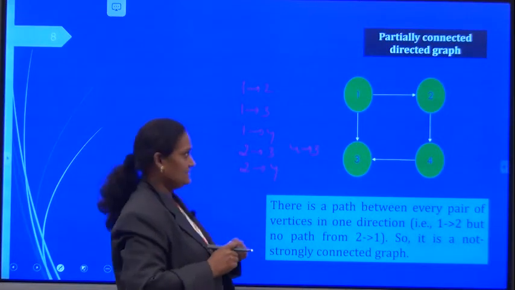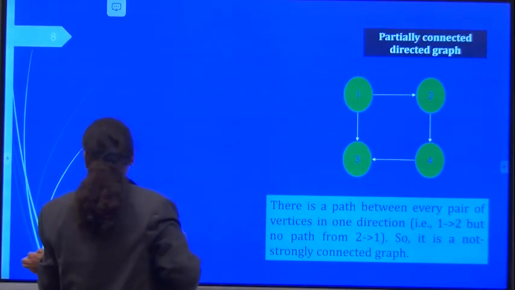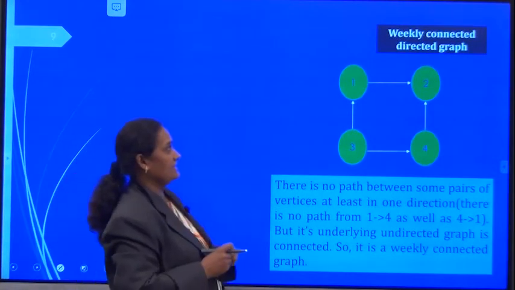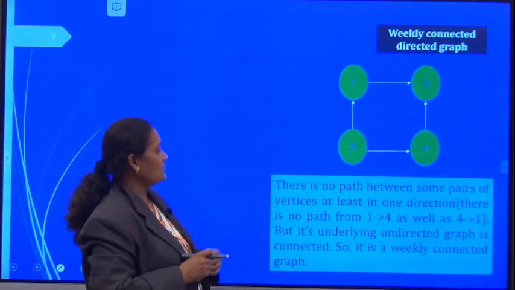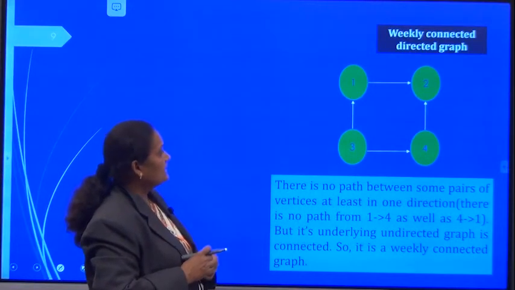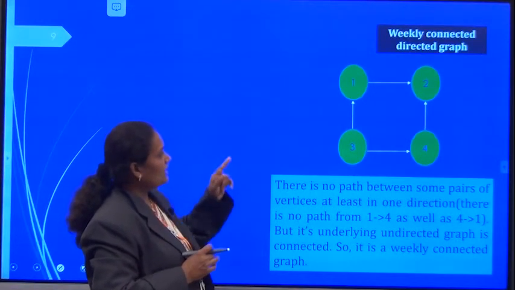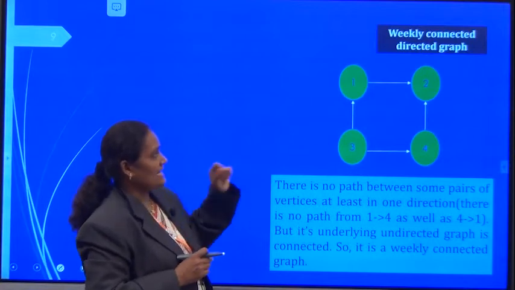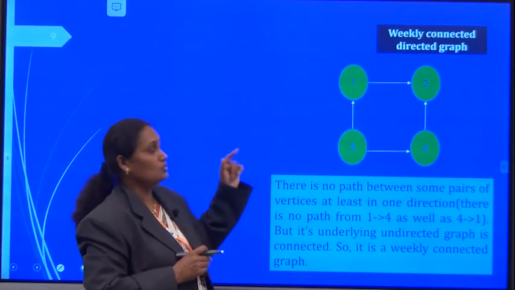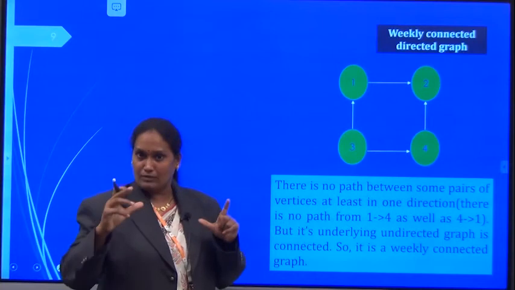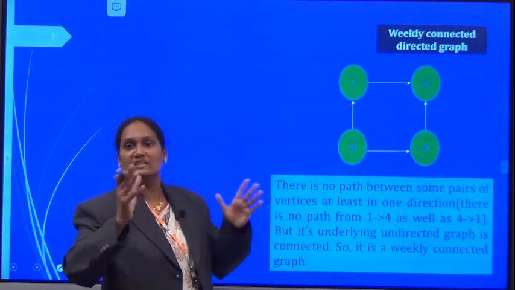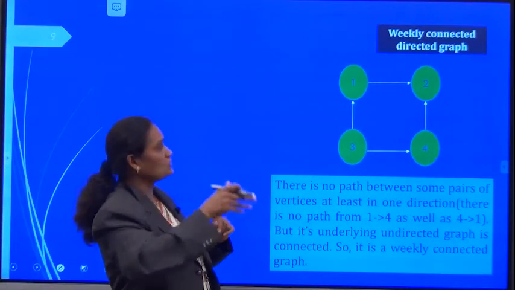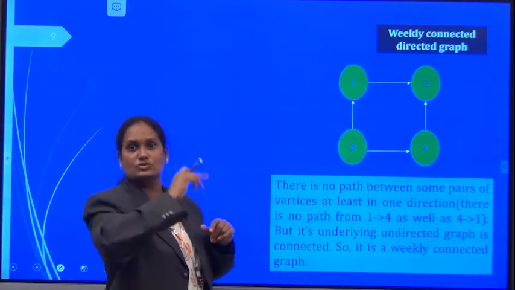Now let us see weakly connected directed graph. If you observe this graph, there is no path from 1 to 4 as well as no path from 4 to 1. For that pair of vertices 1 to 4, there is no path in either direction. We cannot move 1 to 4 as well as we cannot move 4 to 1.